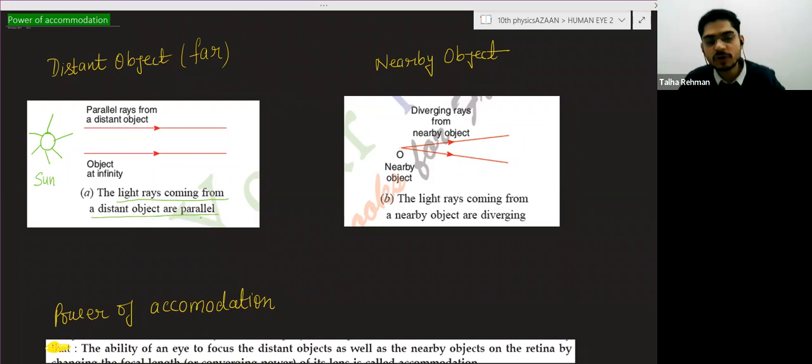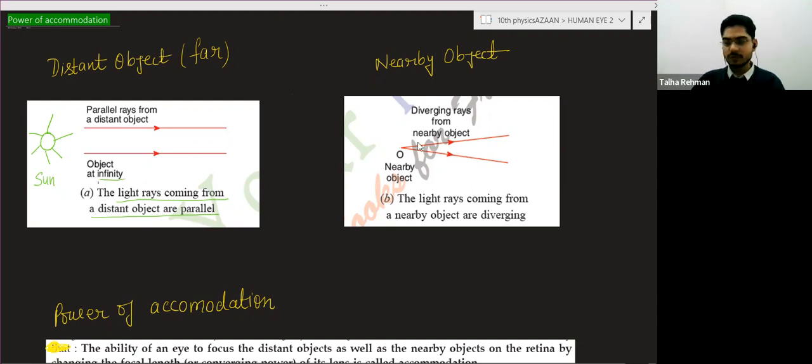And what is the example of a distant object? The sun is the example of a distant object. I have told you many times, the sun is very, very far from us, at a very large distance. So I say that the sun is at a distance of infinity. Infinity means a very, very large distance.